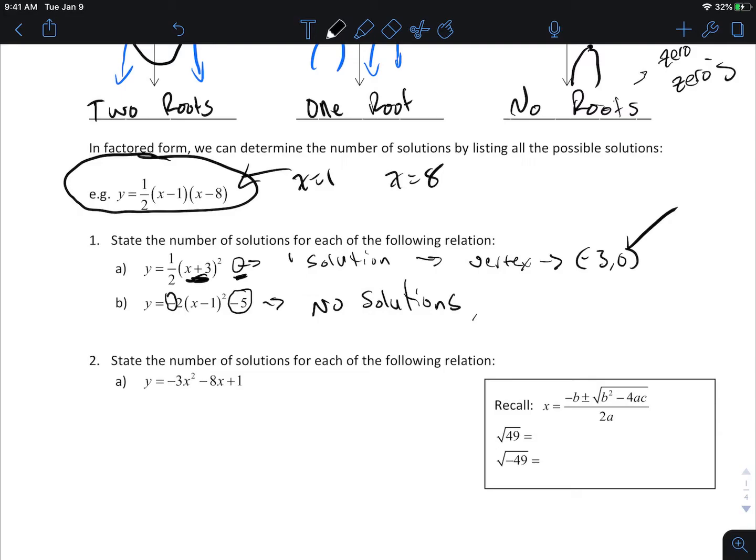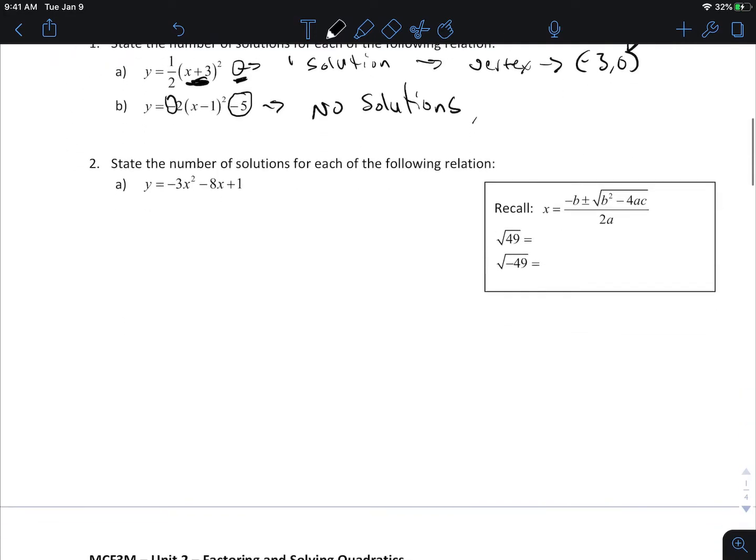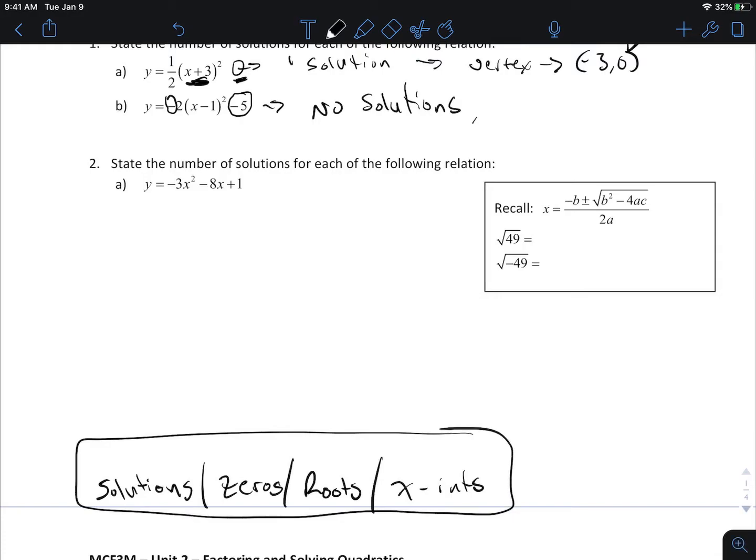So solutions is just a different word for zeros. These 4 words are interchangeable. You can use these at any point in time. If I write a question and use one of these 4 words, they're all the same thing: solutions, zeros, roots, x-intercepts. They're all the same thing.